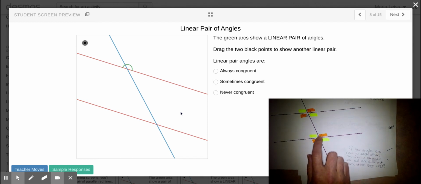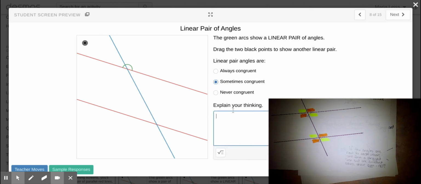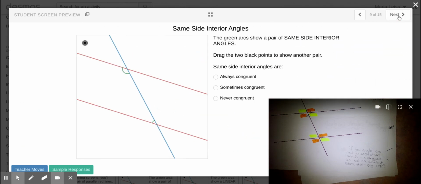Are these the same color? No. So they're not always going to be congruent. But don't say they're never going to be congruent, because a linear pair can be congruent if both angles are right angles or 90 degrees. Again, it's going to ask you to type. Might be a good thing to type in there.